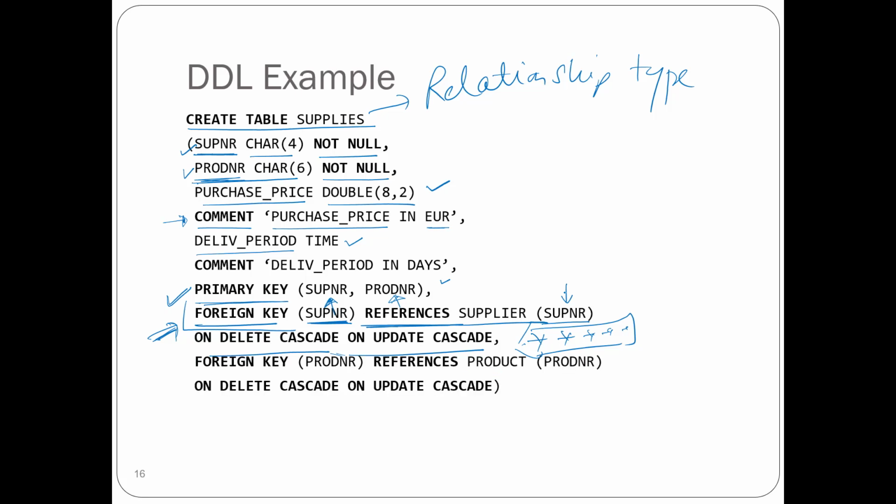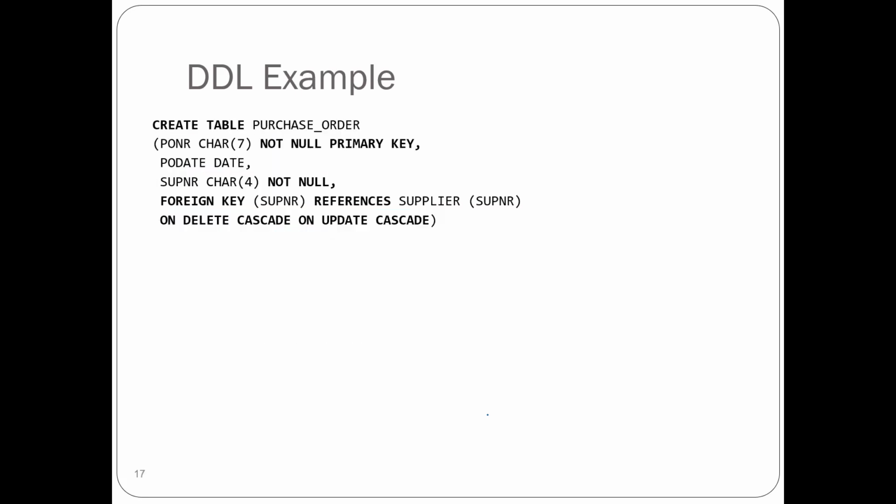Similar kind of thing we will have to do for prod NR also. So we'll say foreign key prod NR references product prod NR inside the parenthesis, and on delete cascade and on update cascade. Okay, good. We have one more table which is purchase order. I think there should be one more after this, but let's focus on purchase order for the time being. You'll say create table purchase order.